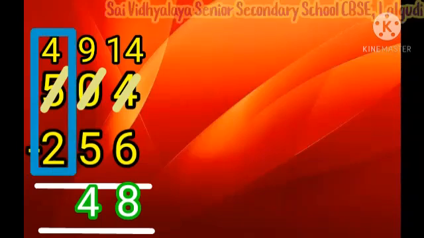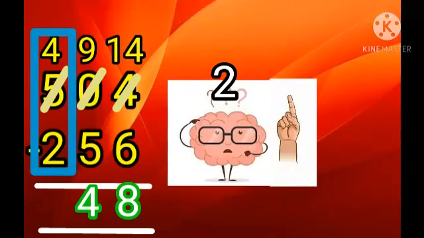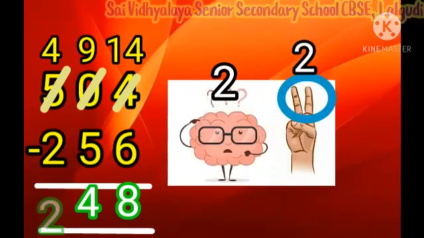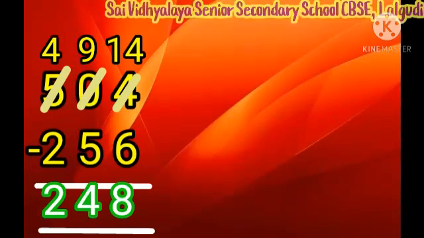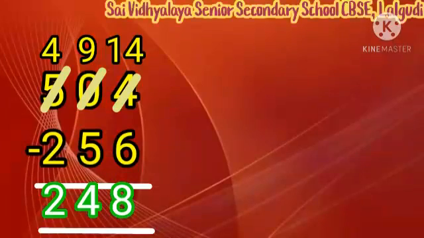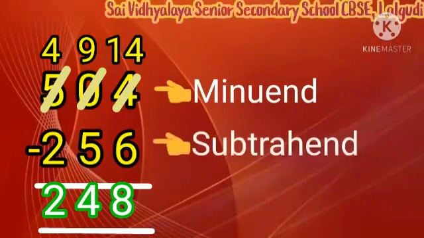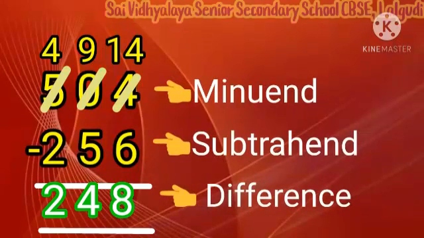Finally, subtract 2 from 4. 2 in mind. After 2, 3, 4. There are 2 fingers. So write 2 in hundreds place. Now the answer is 248. Let's check. Here 504 is minuend, 256 is subtrahend, and the answer 248 is difference.